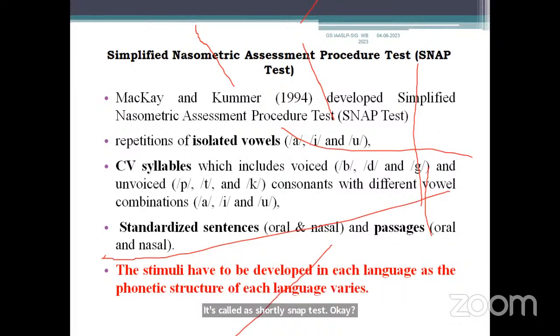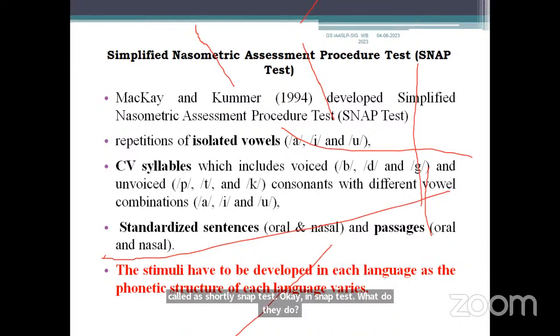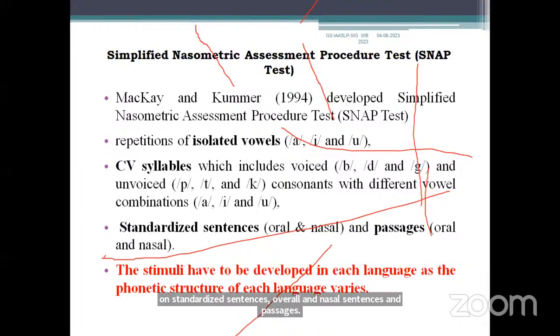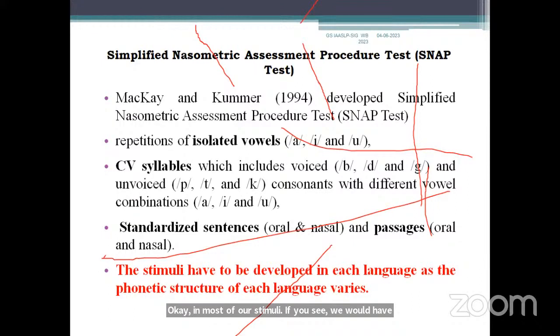In the SNAP test, they do 3 tasks: repetition of isolated vowels, /i/, /a/, /u/, and CV syllables of voiced and voiceless stops, ba, da, ga, pa, ta, ka, with different vowel combinations. In different vowel combinations, you can have pa pa pa, ta ta ta, ka ka ka, a combination of all of that. And standardized sentences, oral and nasal sentences, and passages. In most of our stimuli, we would have followed all these parameters: isolated vowel production, CV productions, and standard sentences.